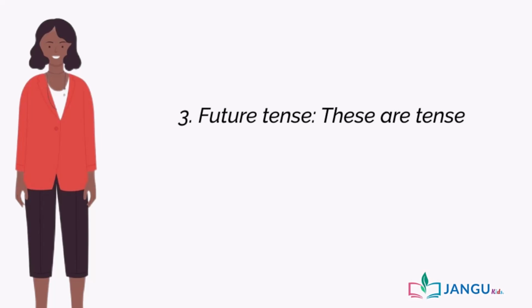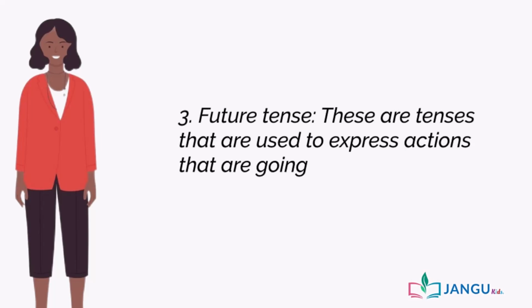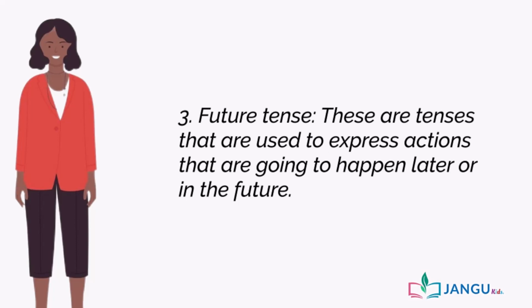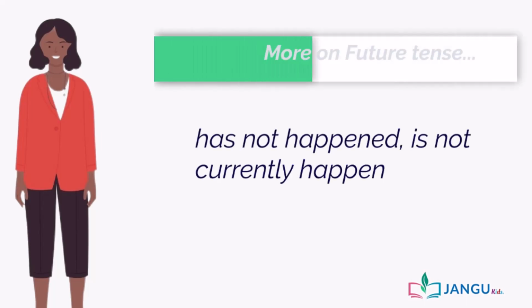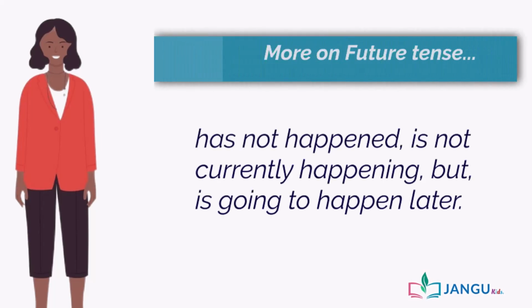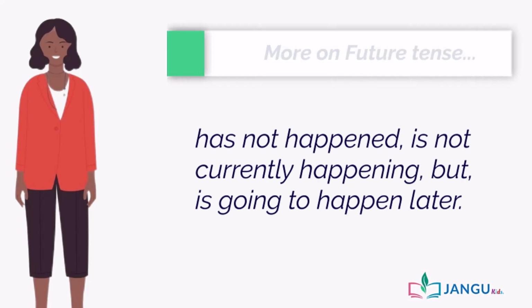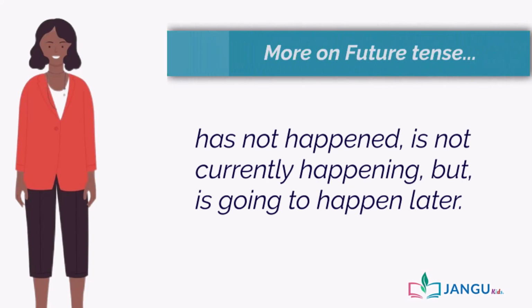3. Future tenses. These are tenses that are used to express actions that are going to happen later or in the future. Future tenses make use of verbs that show that an action has not happened, is not currently happening, but is going to happen later. To do this, the word will is added before the verb in the sentence.